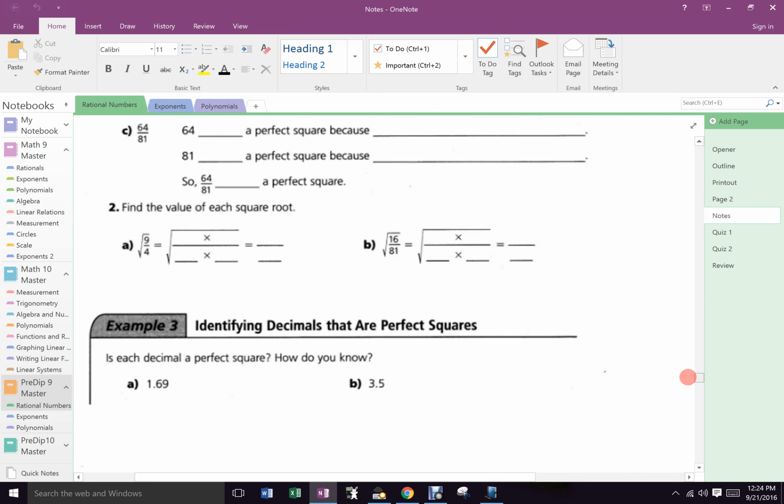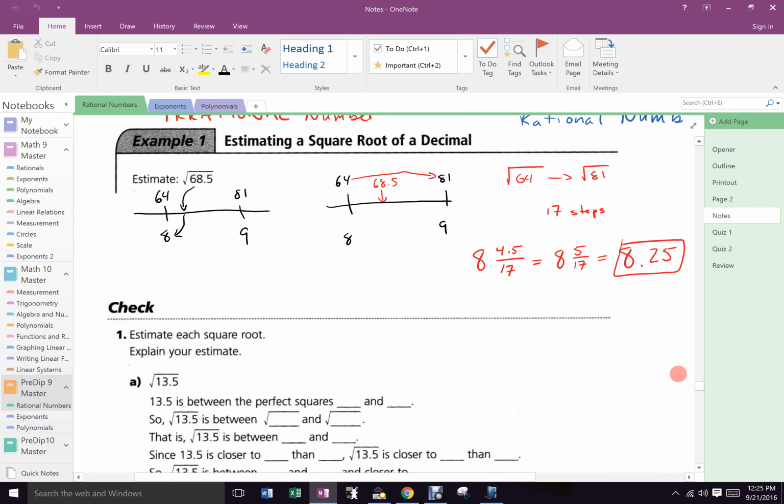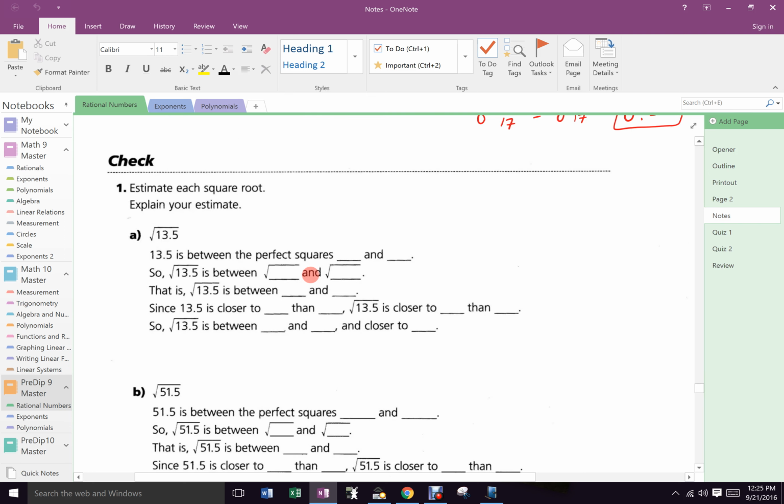Grade 9. So these guys right here, when it appears, these are grade 9. Okay? This is the bare minimum that I expect from a kid in the 9th grade to be able to do. All right? So we would fill this in. 13.5 is between what and what? 9 and 16. So that means the square root must be between the square root of 9 and square root of 16, which means it must be between 3 and 4.